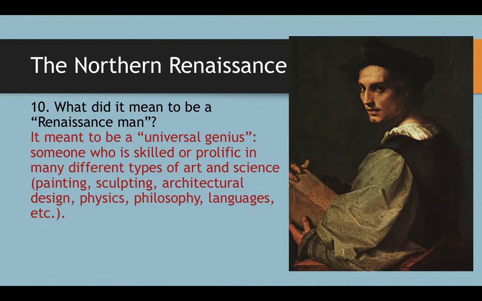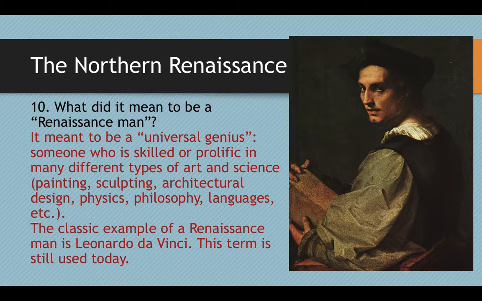But if you were just really good at many different types of art and science, like if you were a good painter and a good sculptor, and you could design buildings, and you also knew a lot about physics or philosophy, and you knew a bunch of different languages, then you were called a Renaissance man. So the classic example of a Renaissance man is Leonardo da Vinci. He definitely was a Renaissance man. Not only was he a great painter and artist in general, but he could also design buildings. He also knew math and science very, very well, and he was an inventor. So he is known as a Renaissance man.